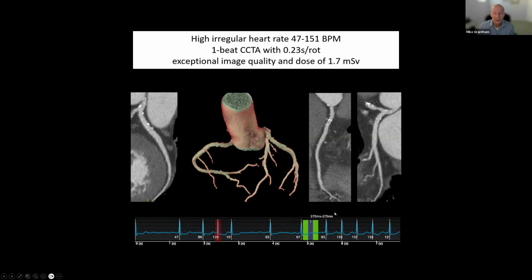But if it triggered out here on the 133, your next beat would have been 137, and that probably wouldn't have helped as much. Still, it would probably have helped, because the more data you have, the more likely you are to have a diagnostic study, but it wouldn't have been as big a help as if it had happened here. So it works great for your lower to intermediate variability patients. For high variability patients that are high and fast, it's only marginally helpful.